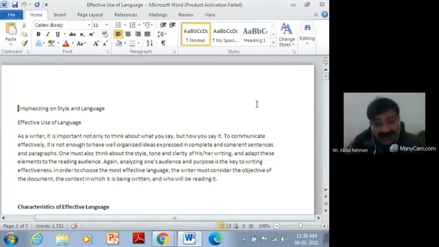The topic we have selected for our today's discussion is emphasizing on style and language in academic and technical writing. Right? So, this is the topic that we shall be discussing for our today's session.